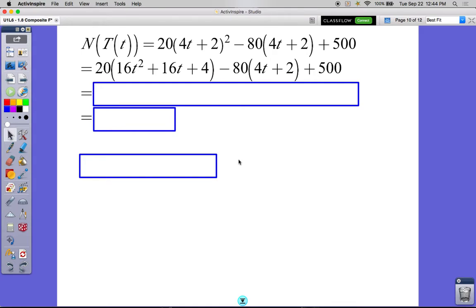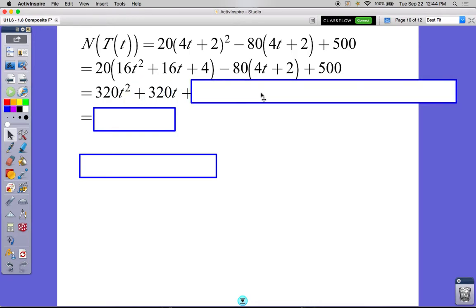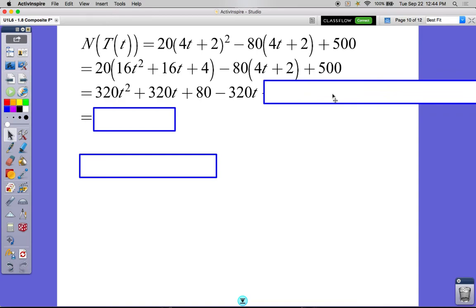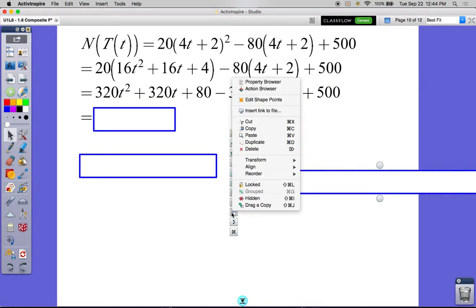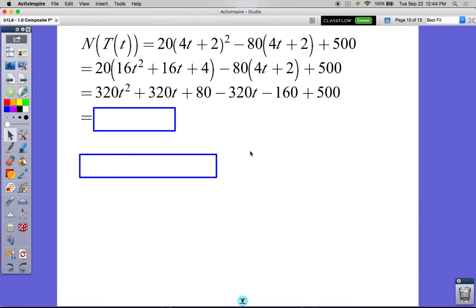So distribute 20 distributed, minus 80 distributed. Don't forget to take the negative with the 80 when you multiply it out. And then plus 500 because there's nothing to distribute that to, so that's going to just kind of carry along. Clean up a few things.